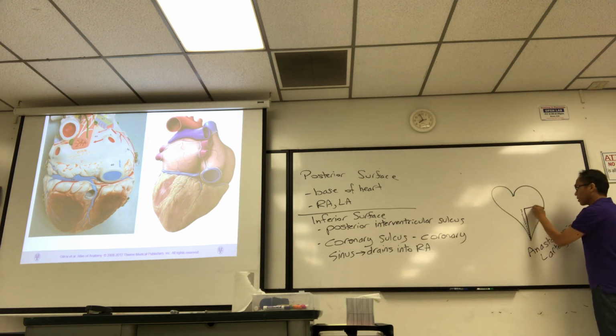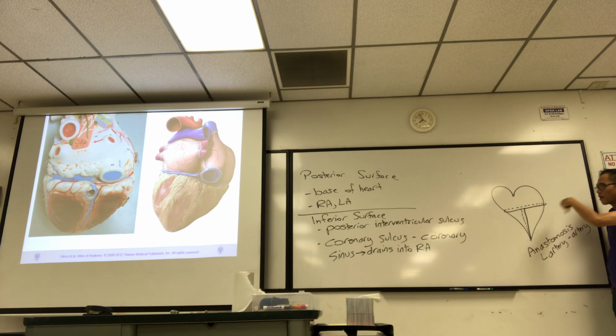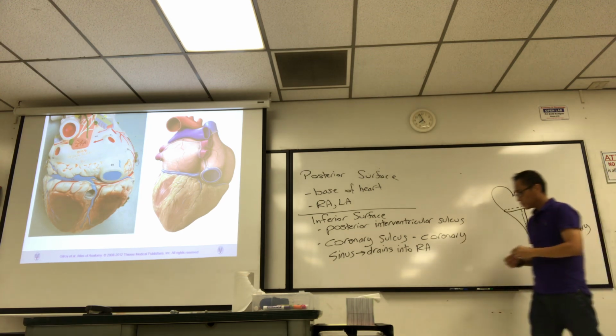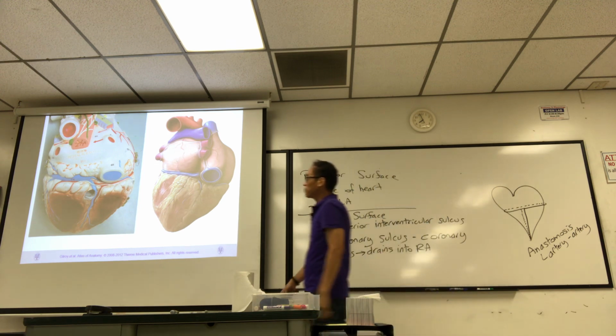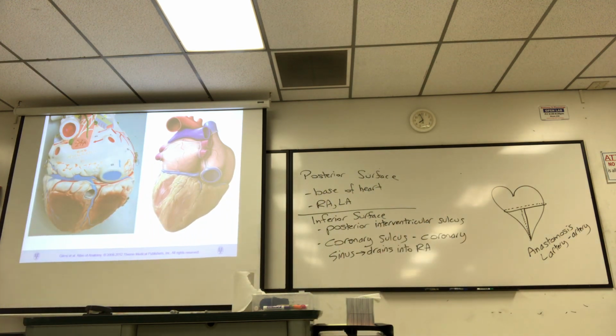The coronary sulcus goes around between atria and ventricles. It wraps around the backside. It goes all the way around front to back. So that's why we mentioned them. They're good landmarks. I think that's all you've got to know for that surface.